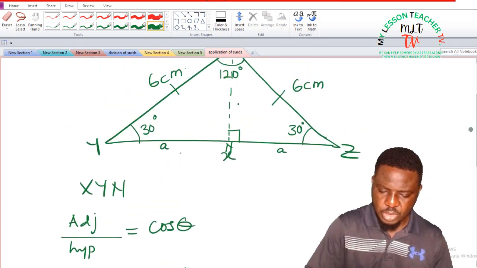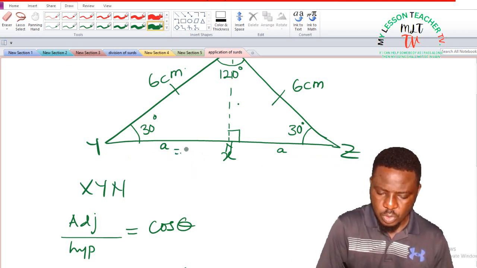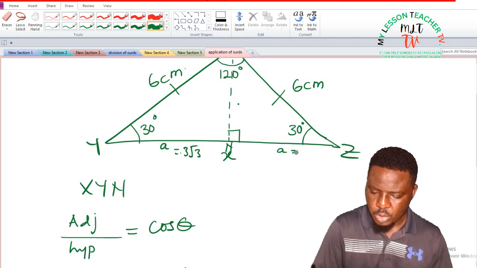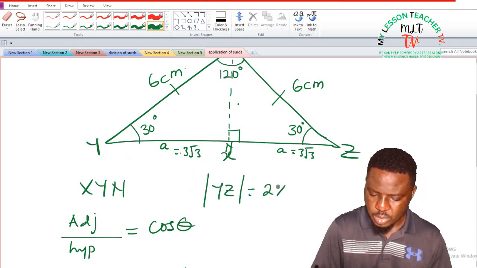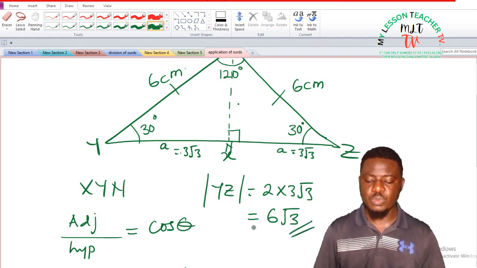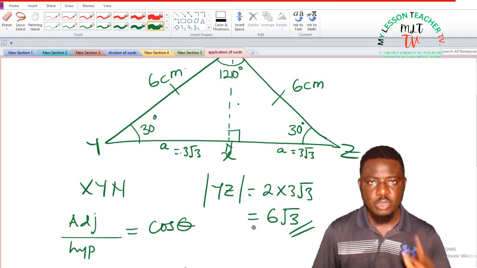But the question said we should find YZ, and if A is equal to 3 root 3, and this A also is equal to 3 root 3 because they are equal, then side YZ is equal to 2 times 3 root 3, which is equal to 6 root 3. So our YZ is said to be equal to 6 root 3.